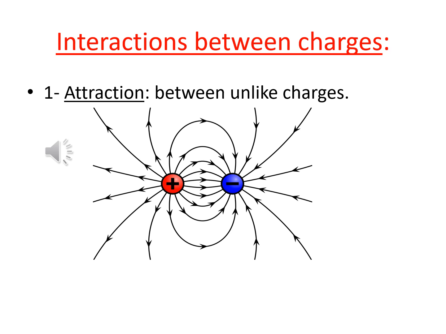Interactions between charges. There are two main interactions between charges. First, attraction between unlike charges. When there is a positive and a negative charge near each other, they attract each other, as shown in the figure in front of you. And the electric field lines connect with each other. The field lines come out of the positive and into the negative charge.